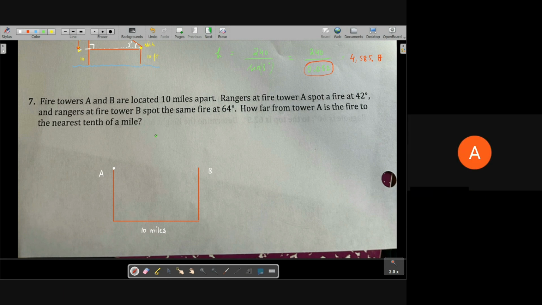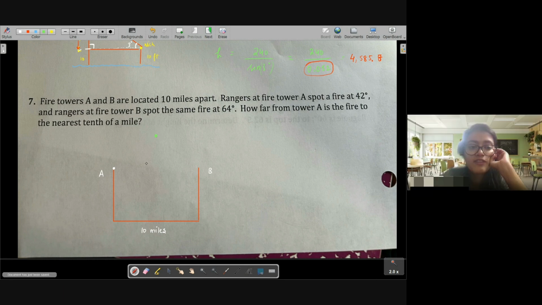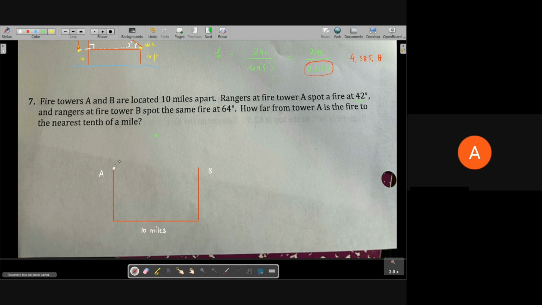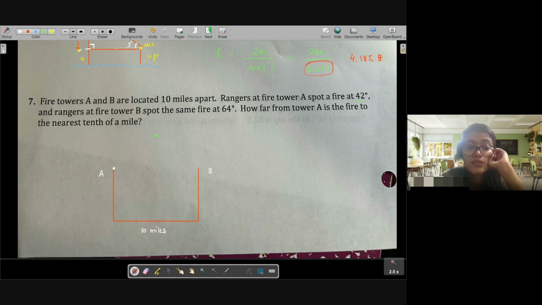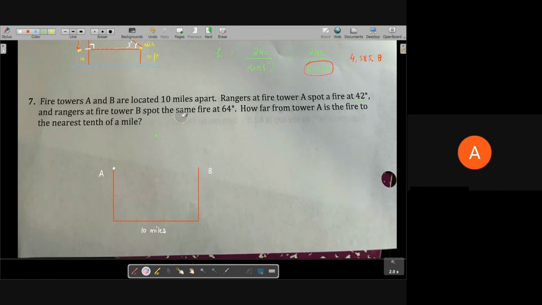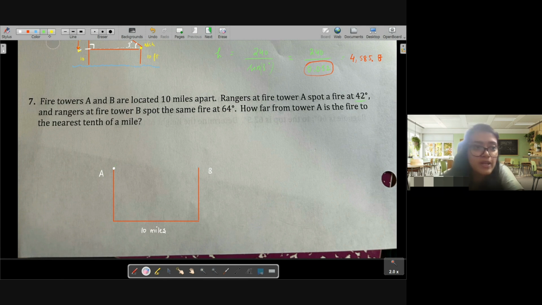Wait, the fire's on top? Yeah, that's right. Then you'll make the angle. For people at Tower A, they are spotting it at 42 degrees, so this angle will be 42 degrees. Wait, won't the fire be below the fire towers? So they're going to spot it down? Will it be below? Yes. Let's make it below then. So let's say that it is somewhere here.